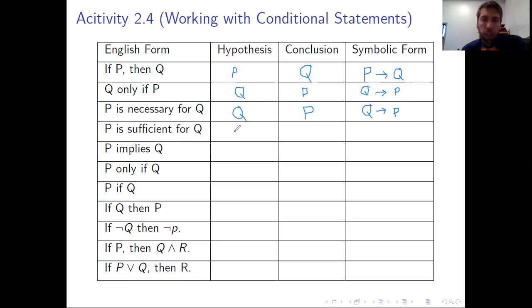P is sufficient for Q. Then we have hypothesis is P. Conclusion is Q. P implies Q. Oh, P implies Q. All right, well, that's hypothesis is P. Conclusion's Q. P arrow Q.